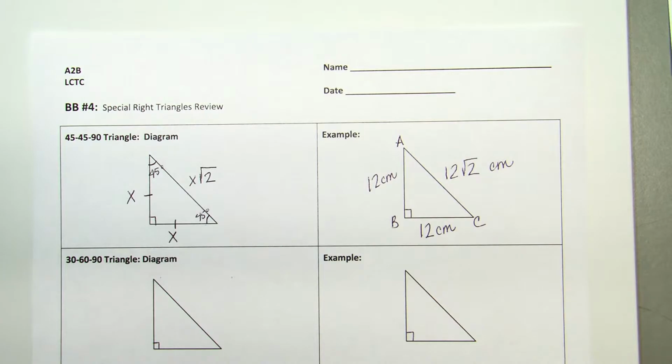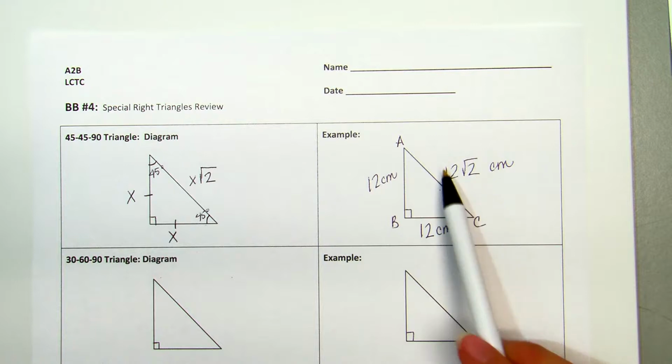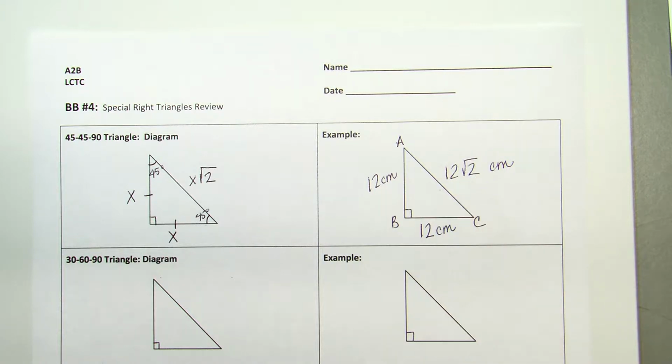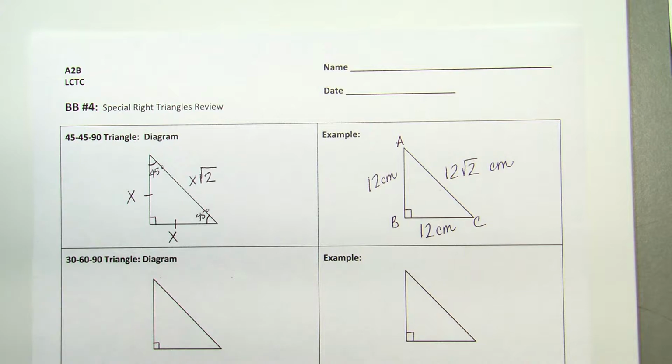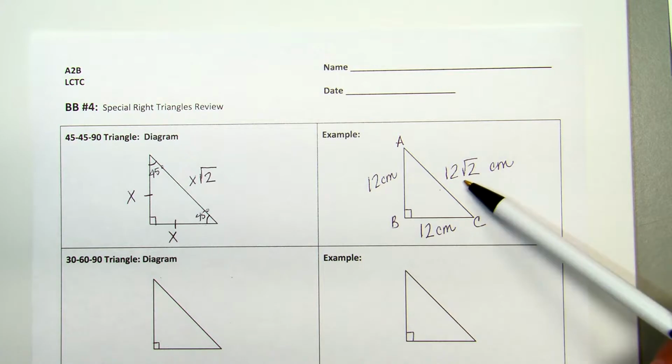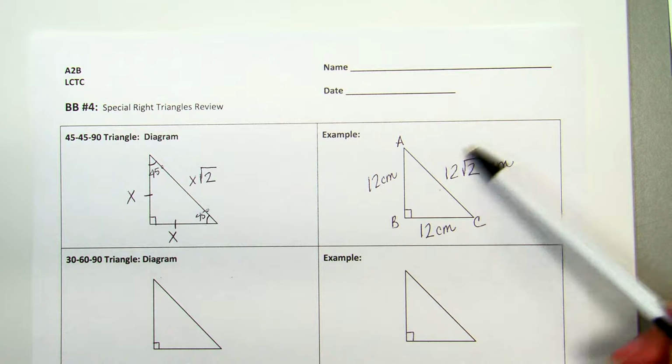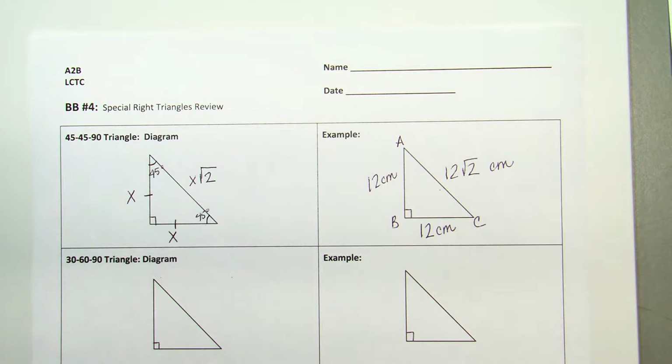Now you can take your calculator and take 12 times the square root of 2 and actually get a decimal value that would match what you would probably get if you were to do the Pythagorean theorem. But just for the sake of using our special right triangle formulas, we're going to leave it in radical form as your answer. So we're going to leave your answers just like that for right now.